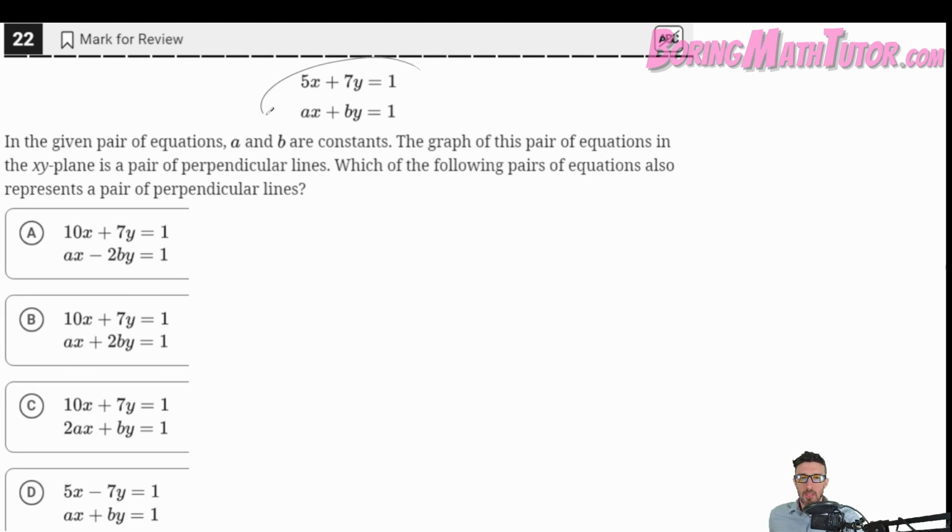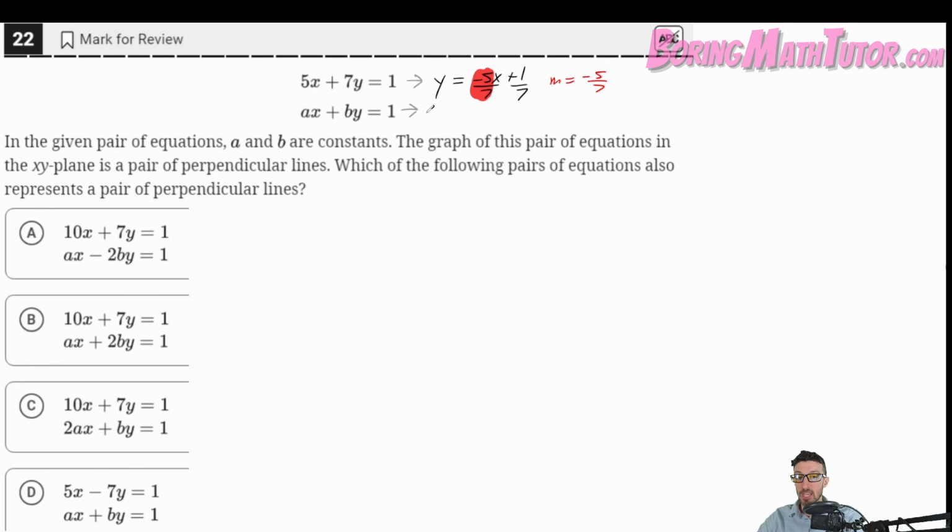They're telling me that these two are perpendicular lines. And then they're saying which of the following pairs are also going to be perpendicular. So what I want to do is try to use the fact that perpendicular lines have negative reciprocal slopes. So if I solve this one for y, it would be negative 5x plus 1, divided by 7. Then that would allow me to get the slope here. So the slope here is negative 5 over 7.